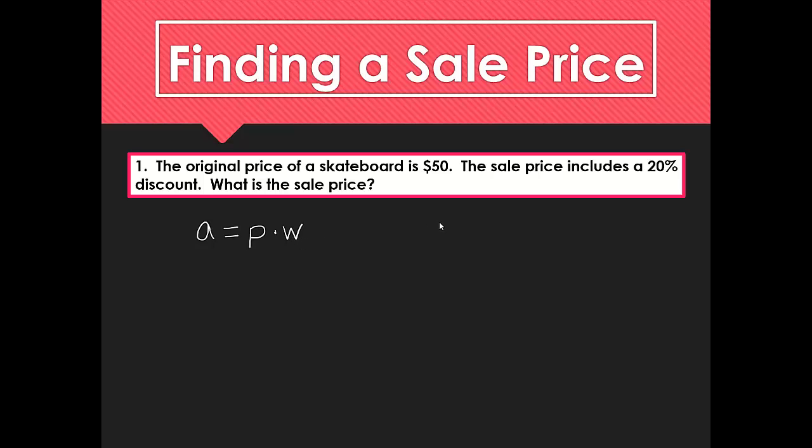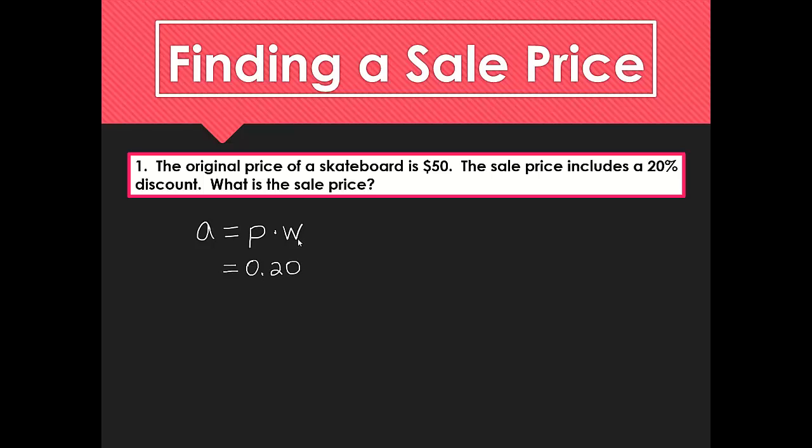In this problem, we know the original price of the skateboard is $50, so that would be the whole. The sale price includes a 20% discount, so 20% would be the part. If we find 20% of the whole, we're finding the discount. So we'll go ahead and find our discount. So our percent is 20%. We need to write that as a decimal or fraction. So let's write that as a decimal. And 20% is 0.20 or 20 hundredths.